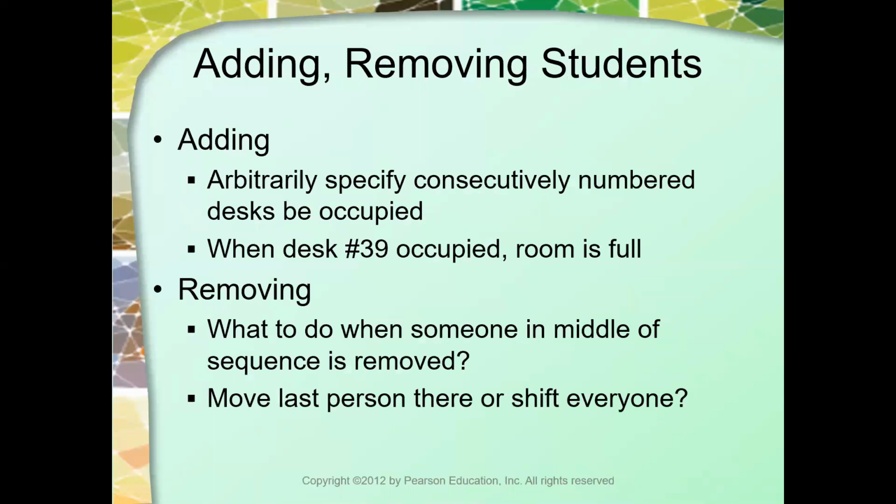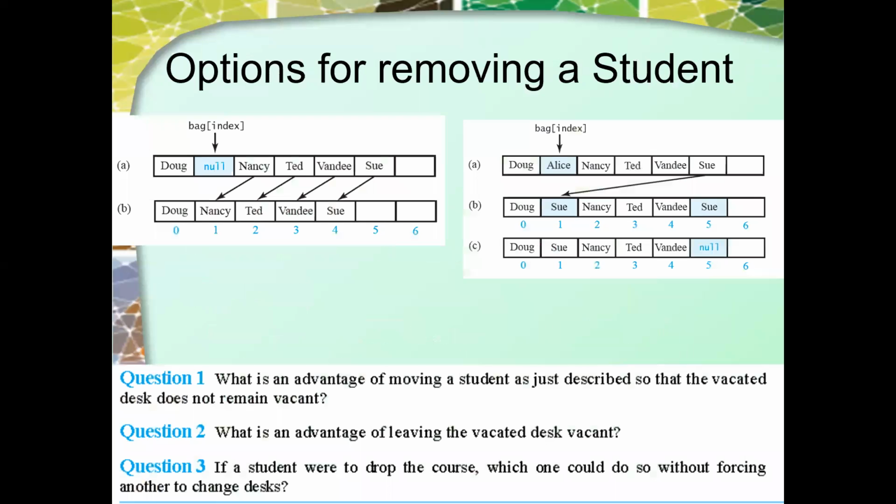When you remove someone, you can think about how you might remove somebody from the room so that you don't have any gaps in your data. So the idea of removing a student is, if you remove the item at the second location in the array, then you have to slide everything over one.